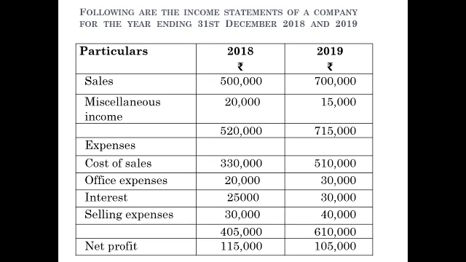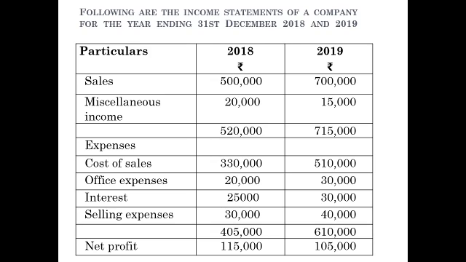Next, in the expenses side, cost of sales, office expenses, interest, selling expenses. So 4 types of expenses are given. So cost of sales will be considered as cost of goods sold. Office expenses we take under the operating expenses heading. Interest will be considered as non-operating expenses, and finally the selling expenses will be considered as operating expenses. So finally you will get net profit.